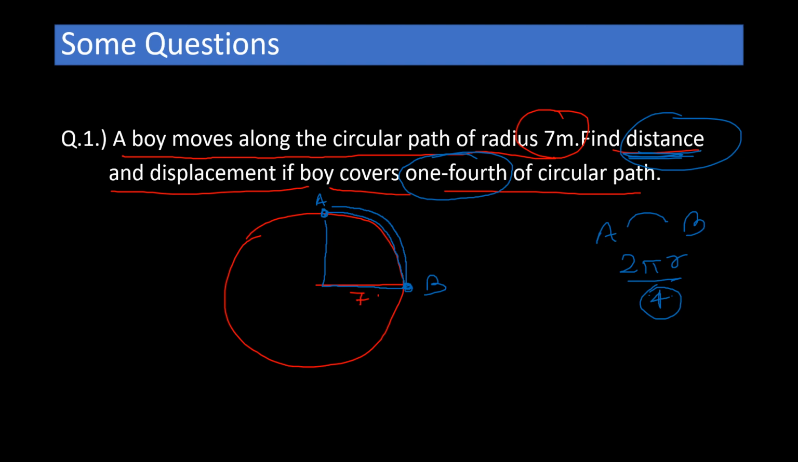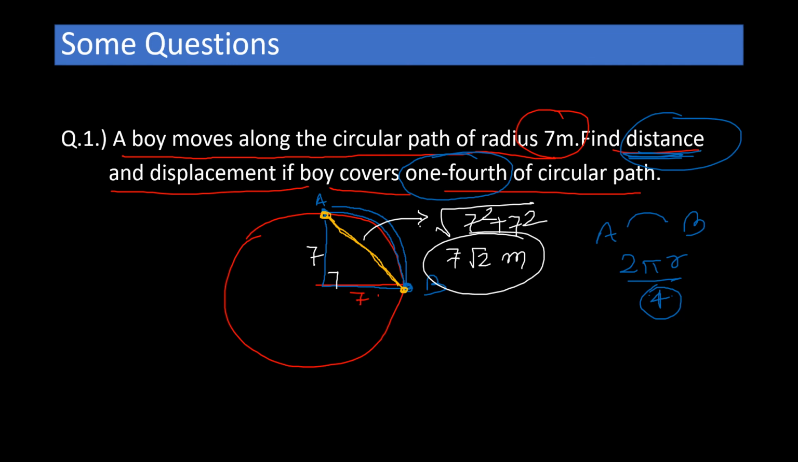And to find out the displacement, we will need to join these points A and B by a straight line. And this yellow line shown here, that represents the displacement. So guys, we can make use of Pythagoras theorem, and in this right angle triangle, what is this hypotenuse? It is square root of 7 square plus 7 square. That gives us 7 root 2 meters, right?